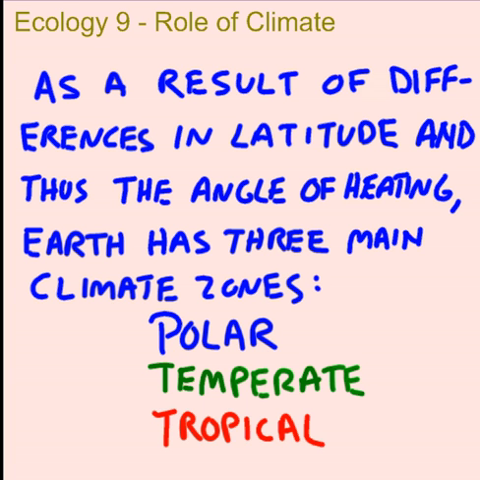The tropical zone, or tropics, is near the equator, between 23.5 degrees north and 23.5 degrees south latitudes. The tropics thus receive direct or nearly direct sunlight year-round, making the climate almost always warm.